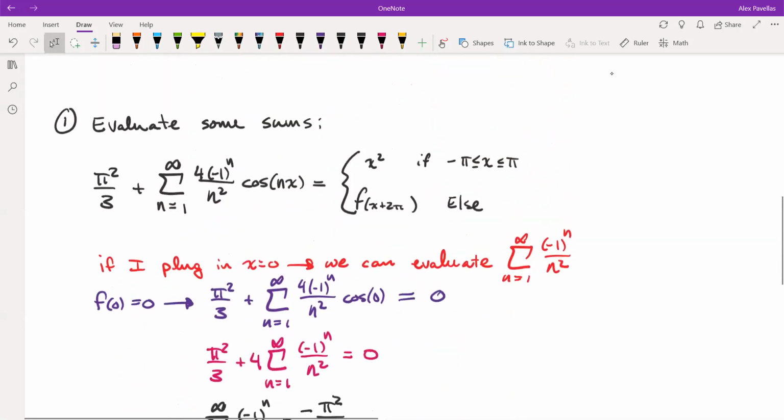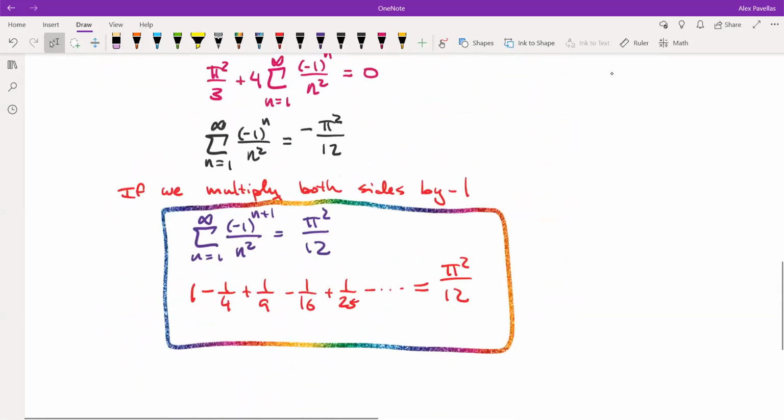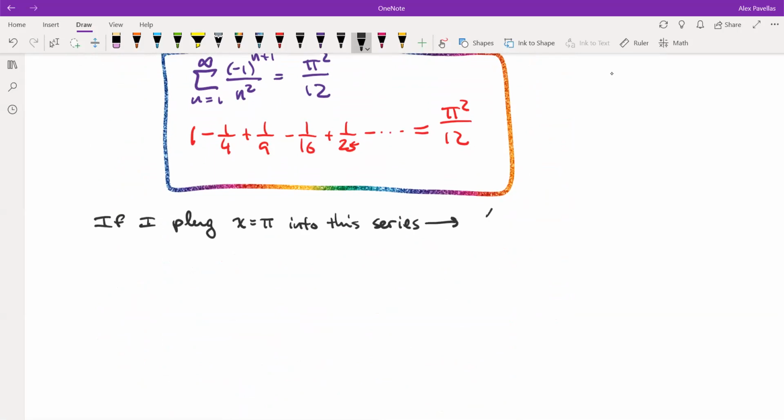Another easy one to plug in would be x equals pi. So what's f of pi? Well, pi is in this interval, negative pi to pi, right on the edge of the interval, so I get pi squared. If I plug x equals pi into this series, as we'll see, we can evaluate this sum.